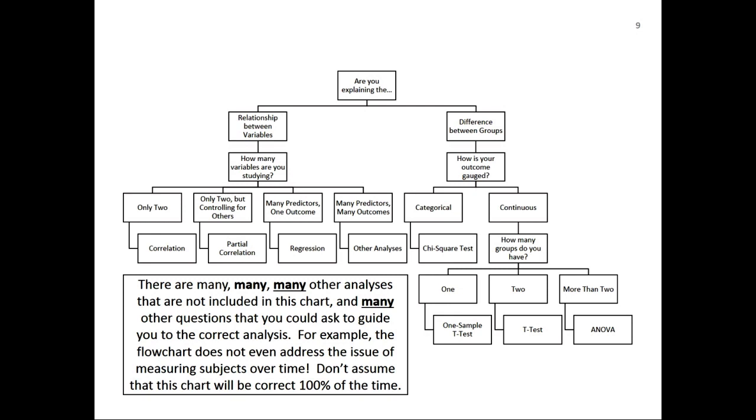And how many variables are we studying? We're only looking at 2. At this point, we're only looking at 2 variables. So therefore, we're doing a correlation. So that's how we figure out when we would use a correlation, is we're looking at the relationship between variables, and we're studying only 2 variables, so therefore we're doing a correlation.